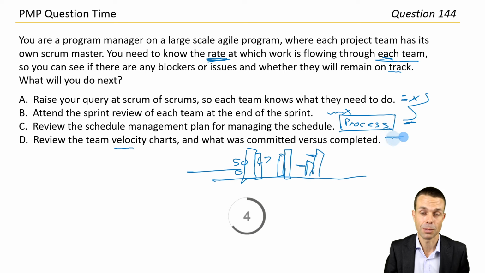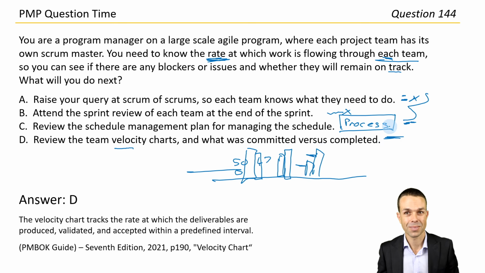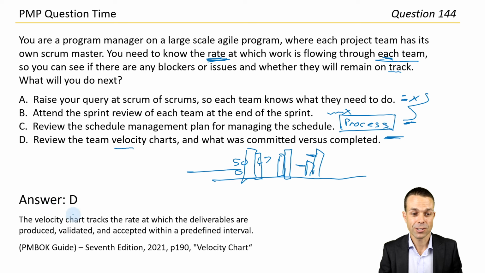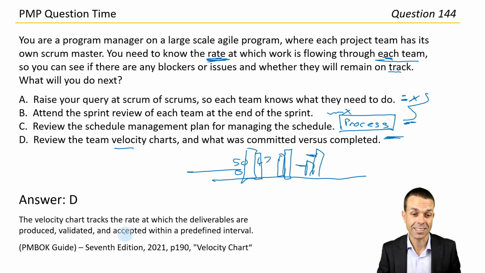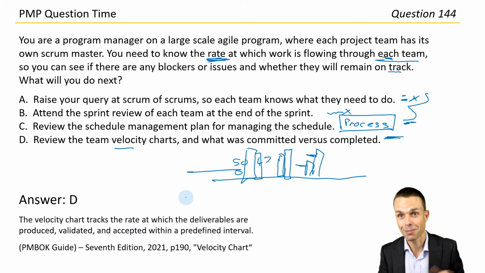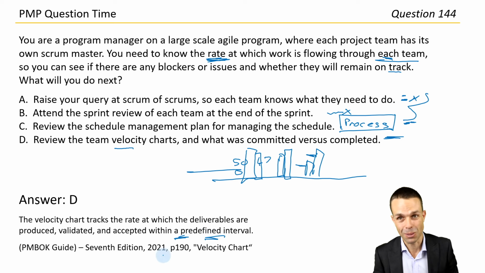I think that's probably going to be our best answer to show the rate of work. Let's go with answer D. All right, excellent work. The velocity chart tracks the rate at which deliverables are produced, validated, and accepted within a predefined interval, like a sprint, for example. Page 190 under velocity chart in the PMBOK guide.